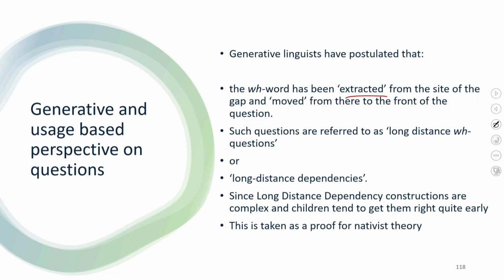Such questions are referred to, in the generative tradition, as long distance WH questions or long distance dependencies. This has been studied extensively in the generative framework. Since long distance dependency constructions are complex and children tend to get them right quite early in life, this has been taken as a proof of nativist theory.